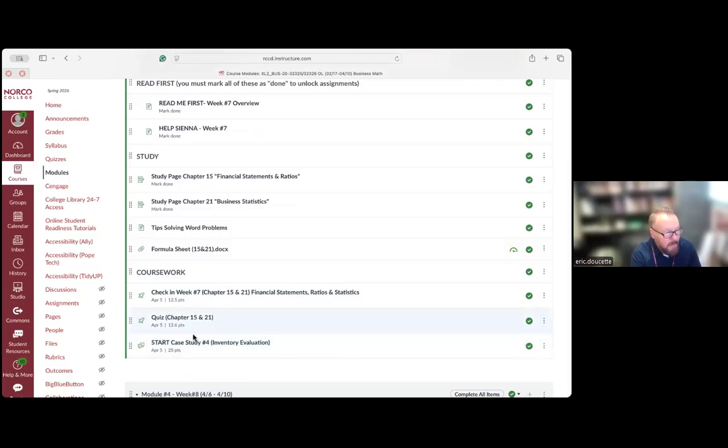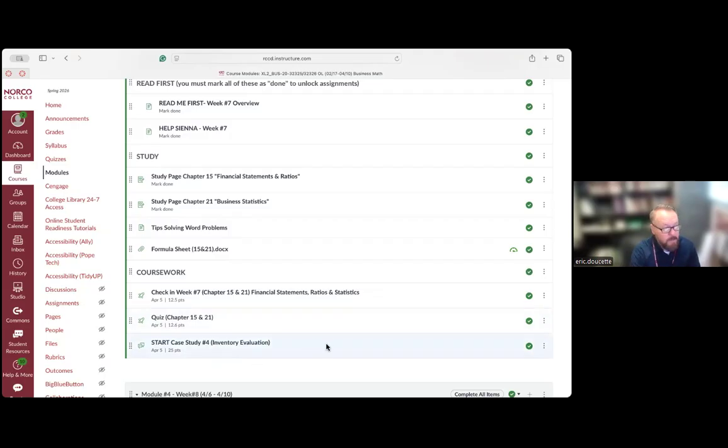And then finally, you have your case study number 4 that you're starting today. So that is your inventory evaluation. And so this is where you're going to be utilizing a little bit from chapter 16, which you covered last week, as well as a financial statement, an income statement. So you're going to basically be figuring out what your inventory cost is, all 3 methods of inventory cost, and then you're going to be plugging that into an income statement to see what your net profit is and how that changes it depending on which method of inventory evaluation you use. So that's what this last case study does.